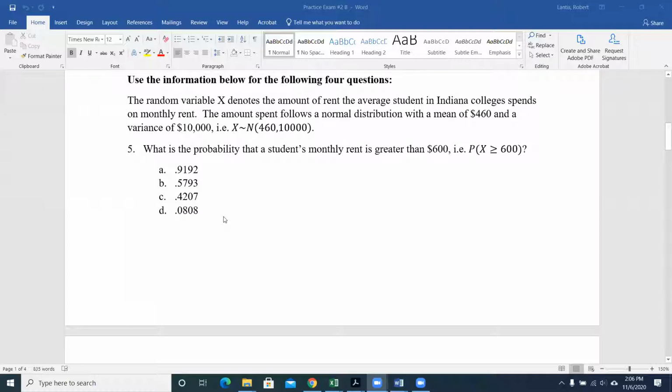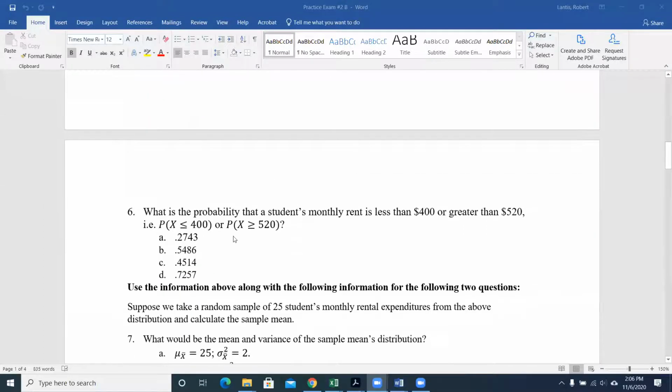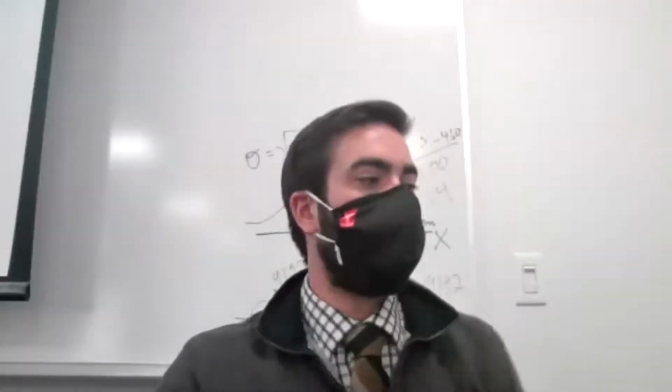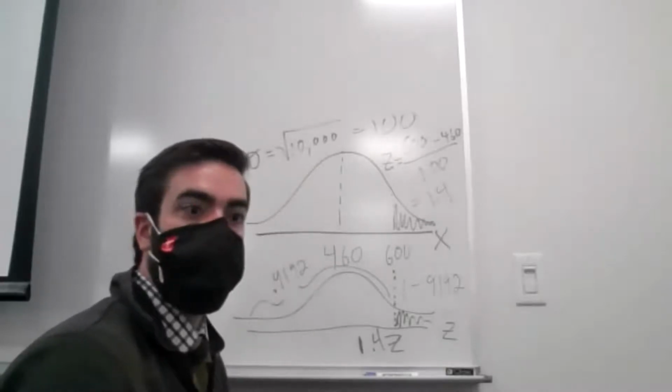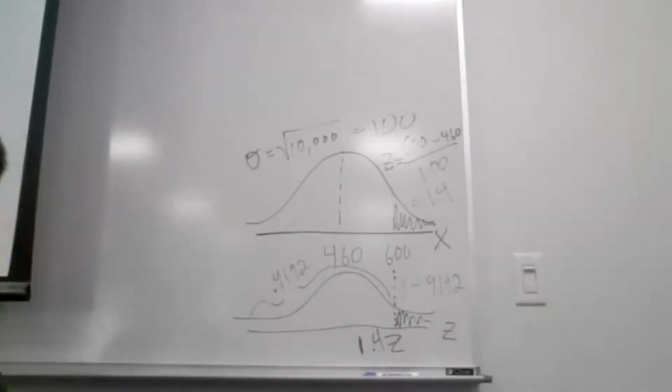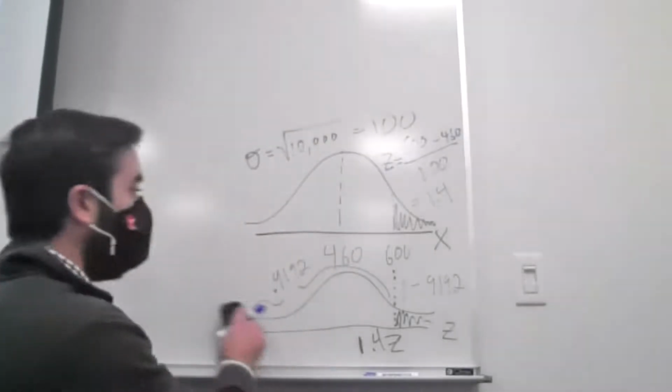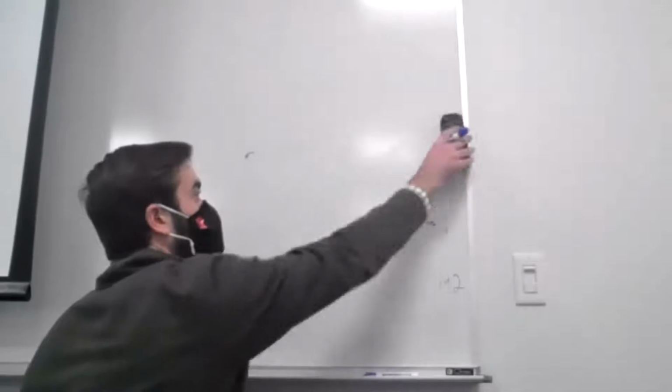Do you have a question there? You're about to. Okay, I thought you said something. So that's 5. What if we want the probability that rent is less than 500 or greater than 520? You mean less than 400? Yeah. Okay. Less than or equal to 400, greater than or equal to 520. So let me get my eraser here. I'll work from this side. So we've got the same kind of setup.